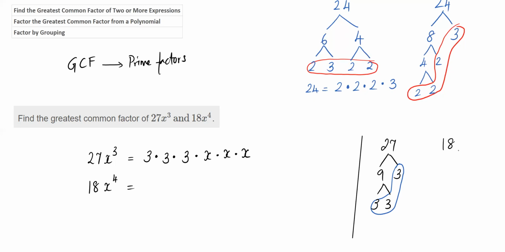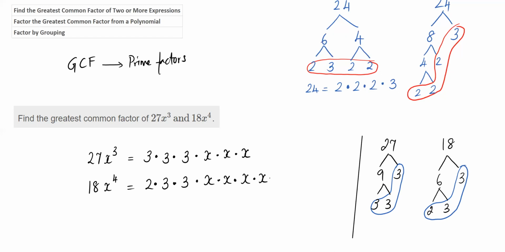Then 18x power 4. Let's look at 18 here. 18 splits up as, again, you have plenty of choices. I would like to see this as, let's say, 6 and 3. Okay. 6 splits up as 2 and 3, and that gives us that last level of prime factors. So I have 2, 3, and a 3. So 2 times 3 times 3. And then I have x power 4, so it splits up as 4 x's that are being multiplied.